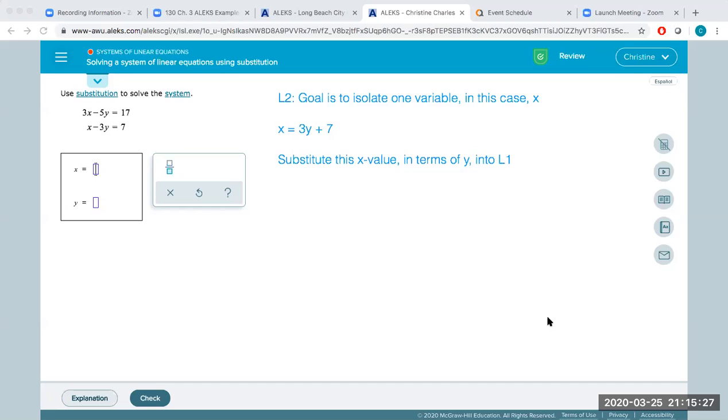Sorry, I got some bubbles popping up here. Okay. So what we're going to do, we are going to take line 1, which is 3 times whatever x is. That's 3y plus 7. And then I'm going to subtract 5y and set that equal to 17. So now I have one equation, one unknown. So it is solvable.